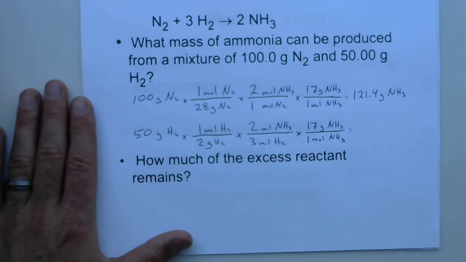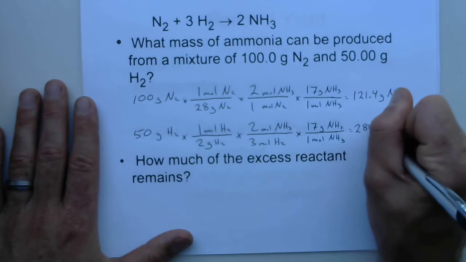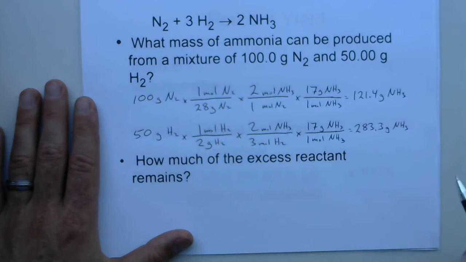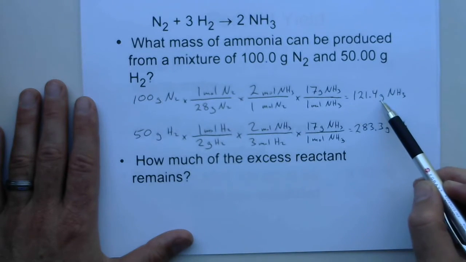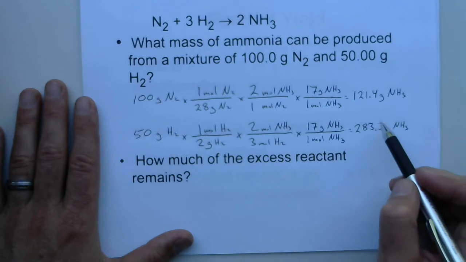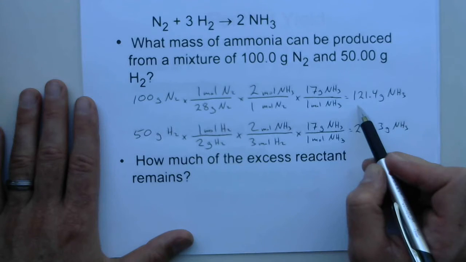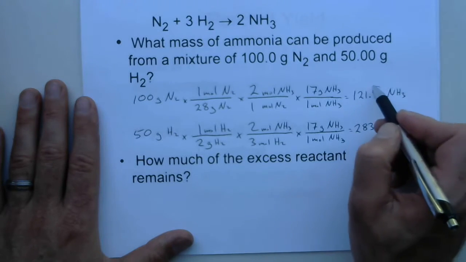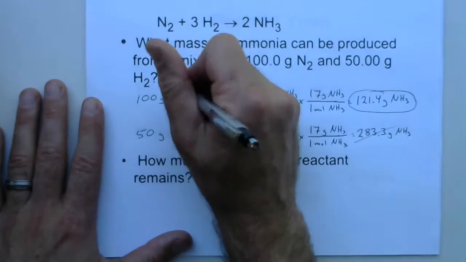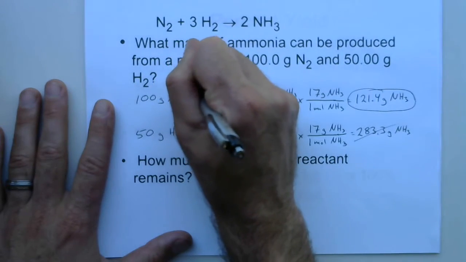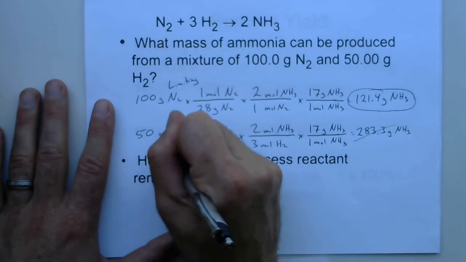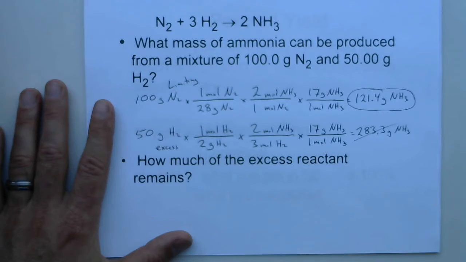And so we'll do this on our calculators, and it gives us 283.3 grams of ammonia. So with the nitrogen, I can make 121 grams. With the hydrogen, I can make 283. Well, it doesn't matter how much I can make with the hydrogen, because as soon as the nitrogen runs out, the reaction stops. So this is how much I'll actually be able to make. This is kind of meaningless. Nitrogen is your limiting reactant, and hydrogen would be called my excess reactant. Okay, so it doesn't matter.